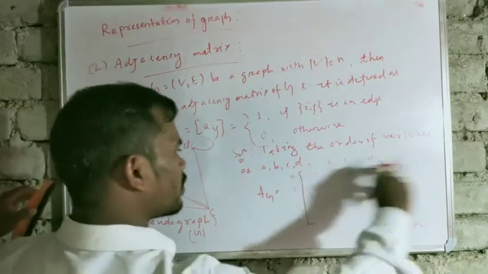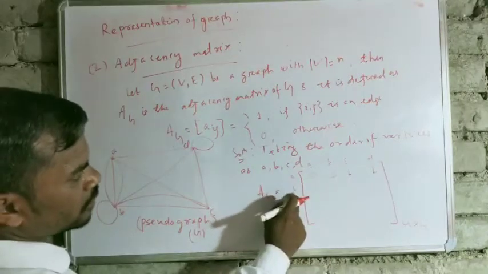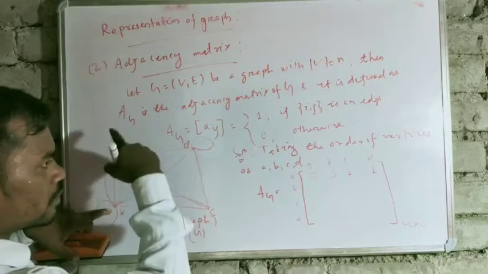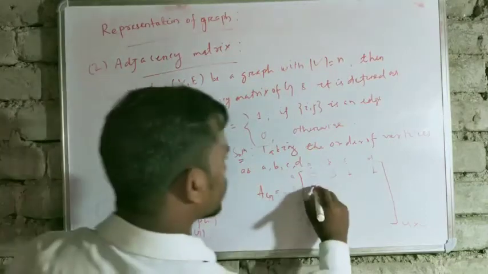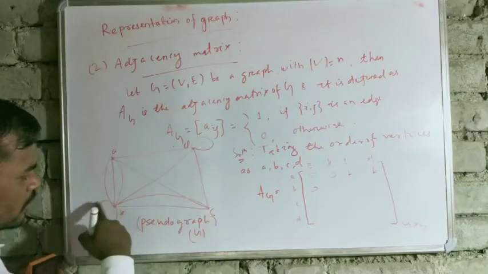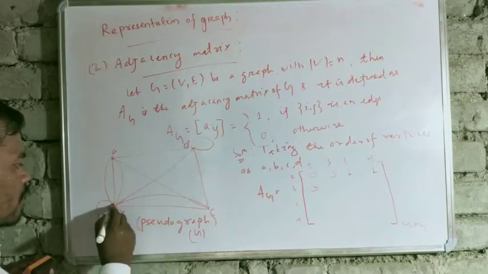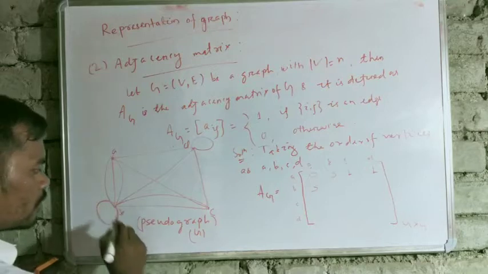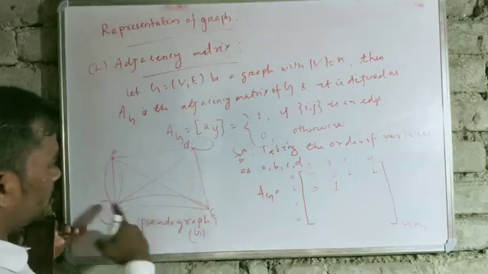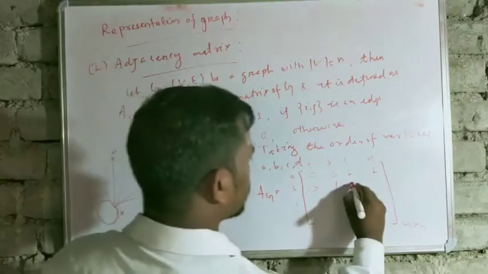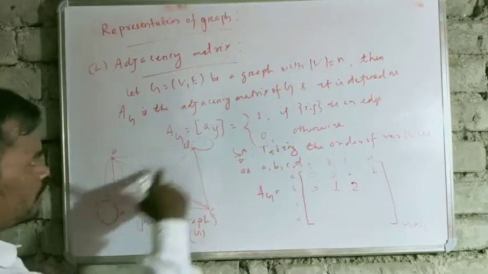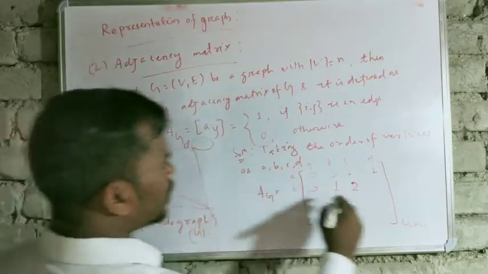Similarly, the first row is complete. Then for the second row, B to A, okay, 3 edges are there. And B to B, okay, a loop is present. So this connects B to B. So B to B, this is 1. And B to C, 2 edges are there, so it will be 2. Then B to D, 1 edge is there.